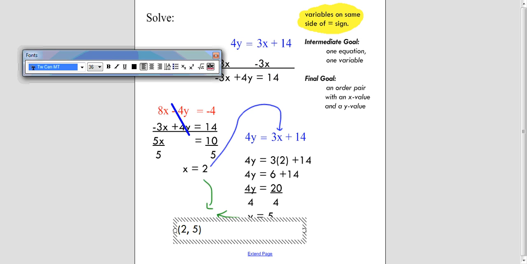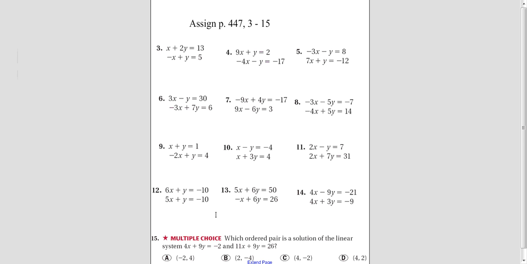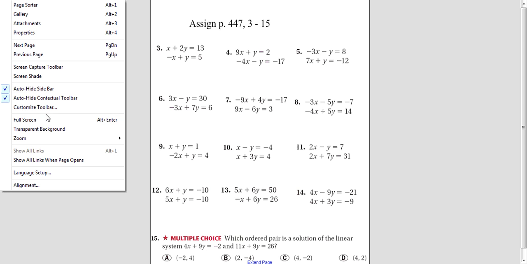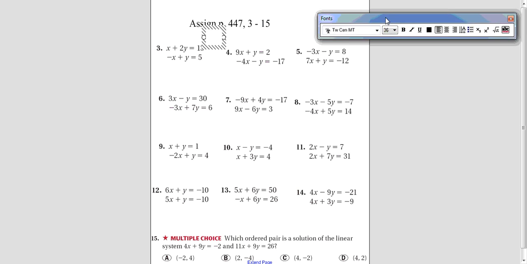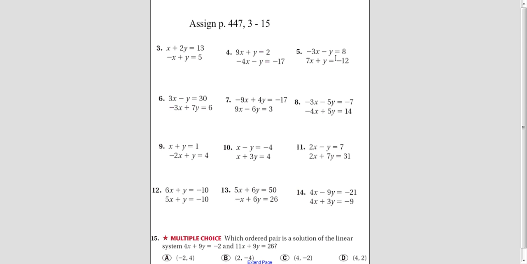There you go. So now your homework assignment for tomorrow is page 447, 3 through 15. Here are the problems here. If you want to see them up here, obviously you can also pull a book out. Use a separate sheet of paper with your name on it. Get this done and turn it in to Ms. Shaw, and away we go.